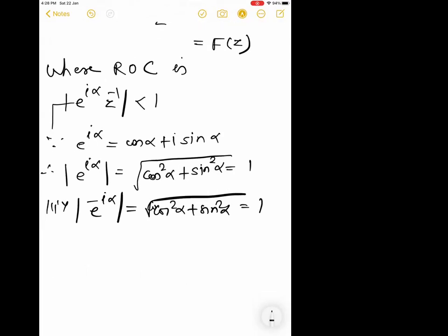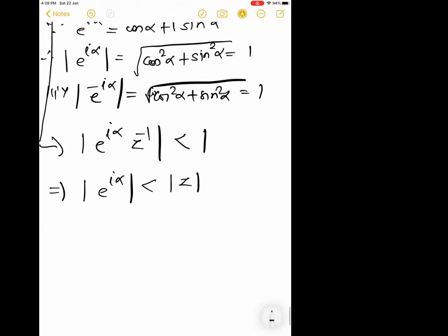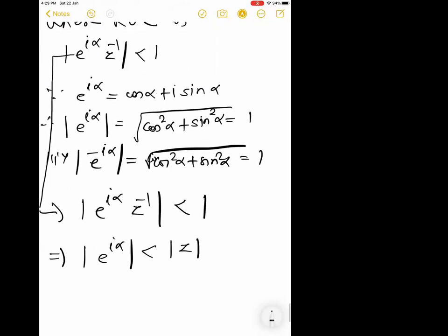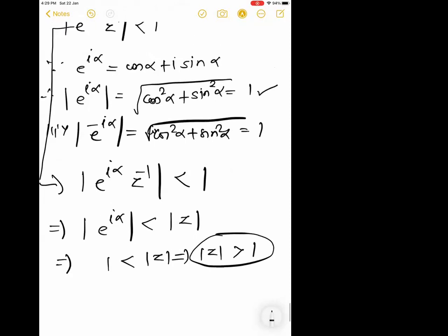Therefore, this expression mod of e raised to i alpha z raised to minus 1 less than 1 implies mod of e raised to i alpha, that 1 upon z will go to the other side and it will come here, mod z, correct? Just now we have seen e raised to i alpha, modulus answer is 1. So that means 1 is less than mod z, or which implies mod z is greater than 1. Are you getting? This is the region of convergence for this one.